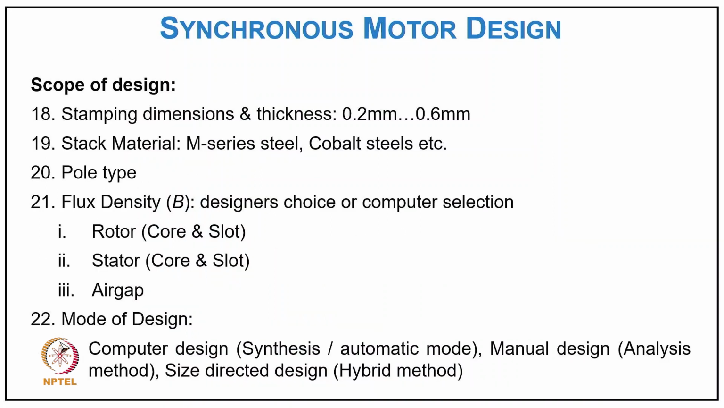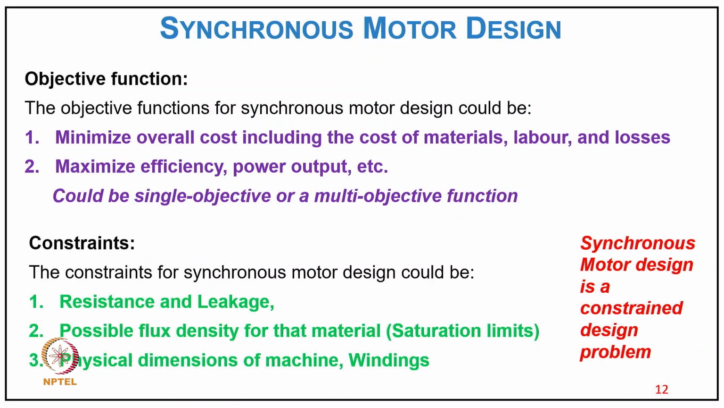Then 18, stamping dimensions and thickness, 0.2 millimeter to 0.6 millimeter. 19, stack material like M-series steel, cobalt steel; 20, pole type; 21, flux density, designer choice or computer selection in the rotor core and slot, or stator core and slot, and air gap. Then the mode of design: computer design like synthesis approach or automatic mode, or manual design analysis method, or size-directed design as a hybrid method.